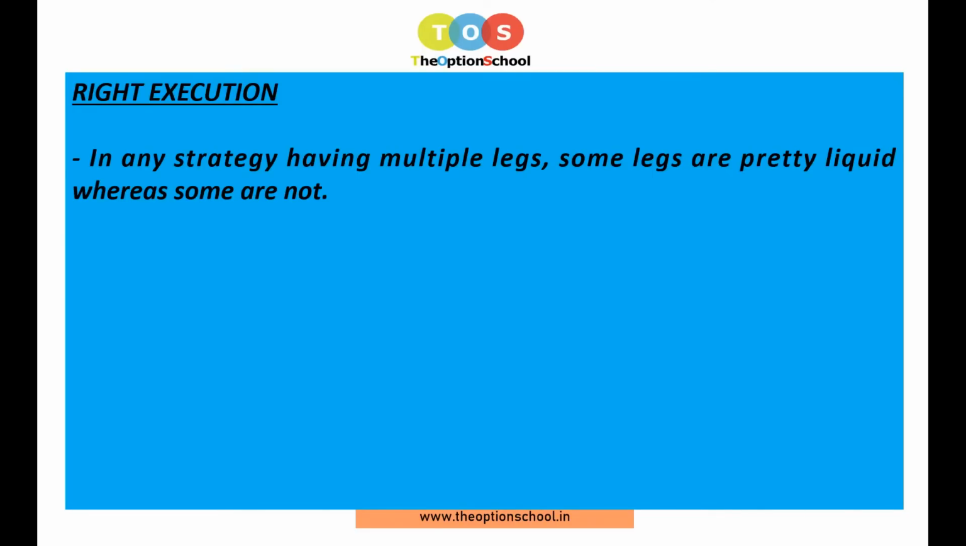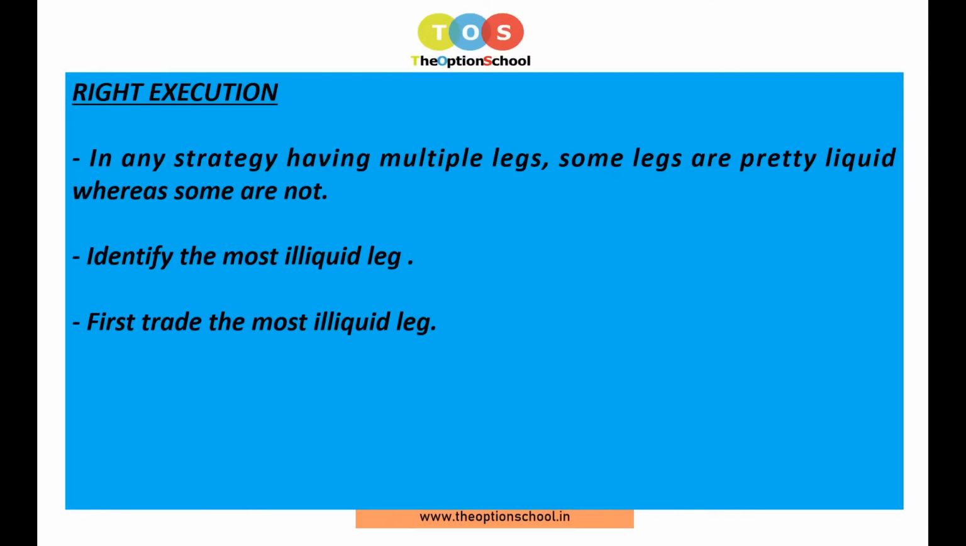Now, what will happen if you have a strategy? Obviously it will have multiple legs. It can have 2 legs, 3 legs, or 4 legs. Some legs will be very liquid and some legs will not be liquid. So whenever you are trading any strategy, you need to see which of the legs is most illiquid, which leg is most difficult to execute. Identify the most illiquid leg first. We must first trade this most illiquid leg.